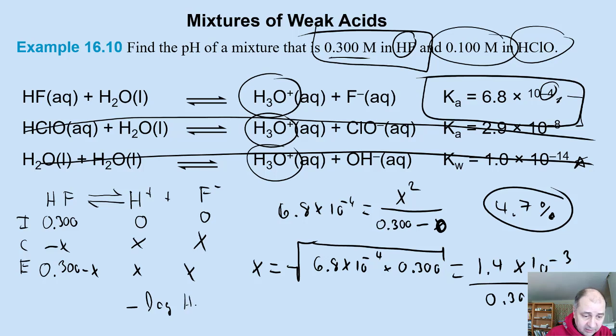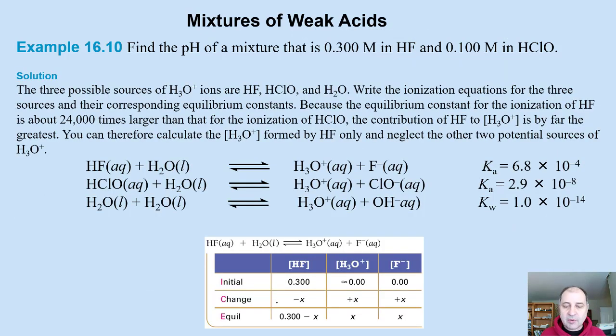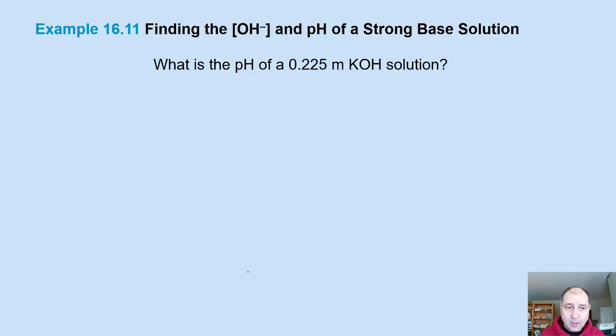And then all we have left is the negative log of the hydronium ion concentration, which we just determined because that's equal to x. So this is equal to 1.85. So that is the pH of that. Summary again, I've got your ICE table here set up, and here are all the calculations, the way I've worked them out. This time you don't get a turn.